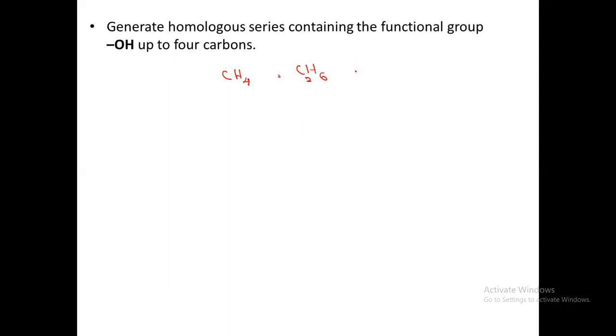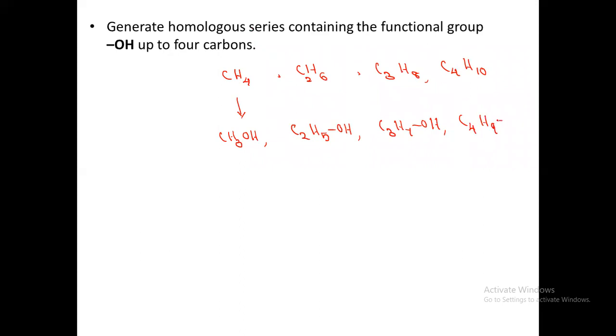C2H6, now C3H8, C4H10. This is the first four members of an alkane series. Now just replace one H with OH. That's it. So CH3OH, C2H5OH, a two carbon alcohol. Now C3H7OH. So the OH is coming by replacing the hydrogen from an alkane. C4H9OH, like that.